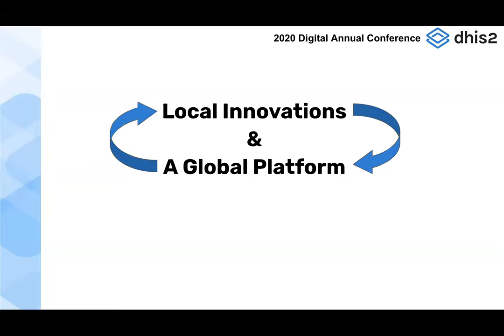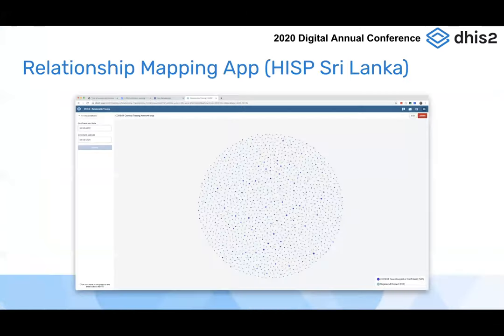Just as an example of that, I mentioned this very briefly yesterday in the session on COVID-19 innovations. But I'm going to bring it up again today because I had 2 minutes yesterday and now I have maybe more like 5. This is a relationship mapping application that was initially developed by HIS Sri Lanka early on in the COVID-19 response on DHIS2. And basically what this enables you to do is to visualize the relationships between cases and suspects or contacts in the outbreak of COVID-19 in this particular case.